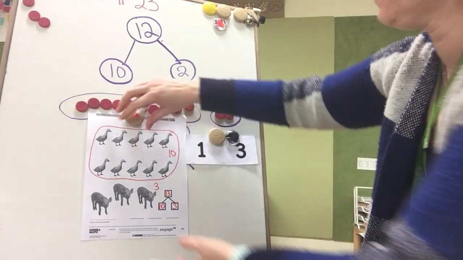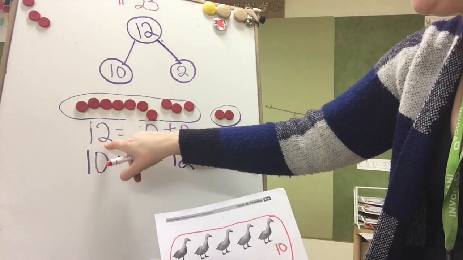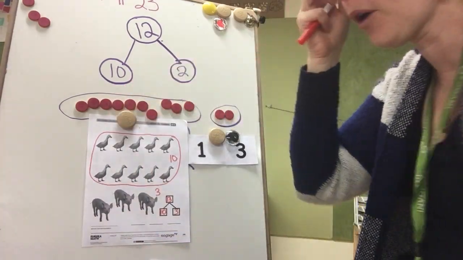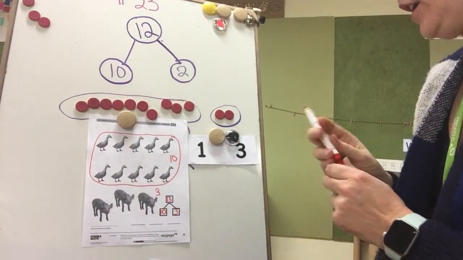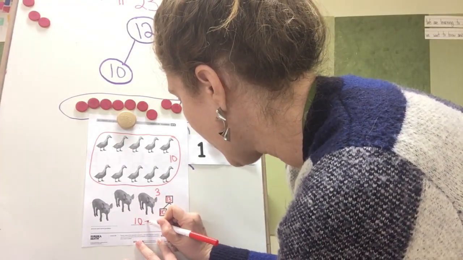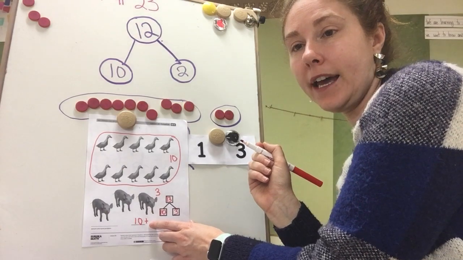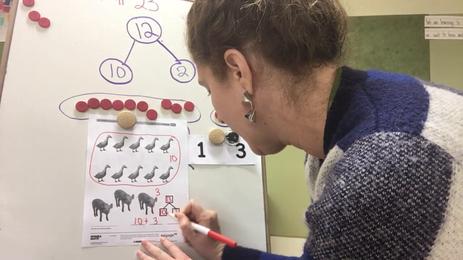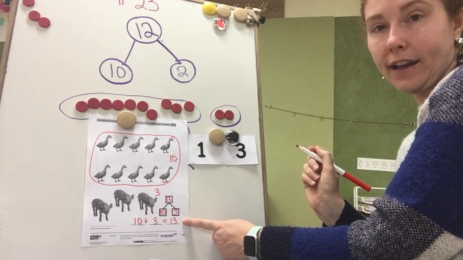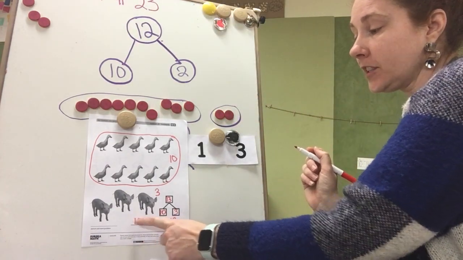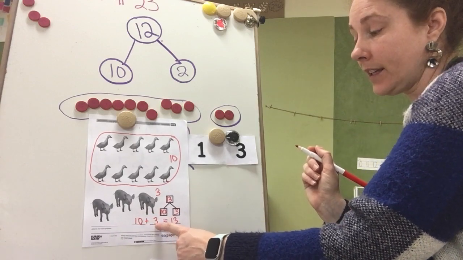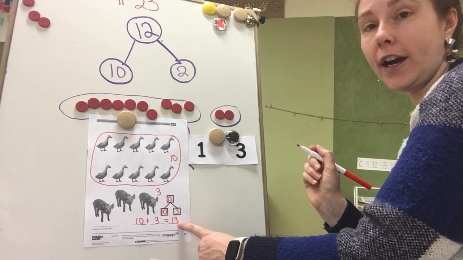Now we can do it 2 different ways, right? We could start with the total or we could end with the total. So I'll write it both ways for you to see. So first I'll write 10 plus, don't forget to draw your plus sign, 3 equals 13. Now the total's in the back in this math problem. It starts by telling us the parts. 10 geese and 3 pigs equals 13 farm animals.